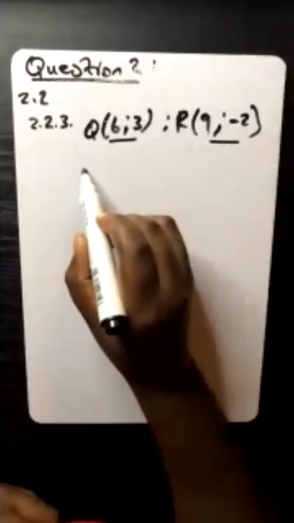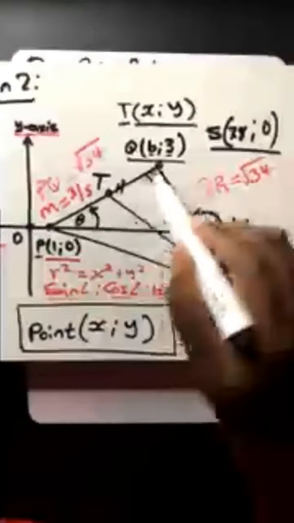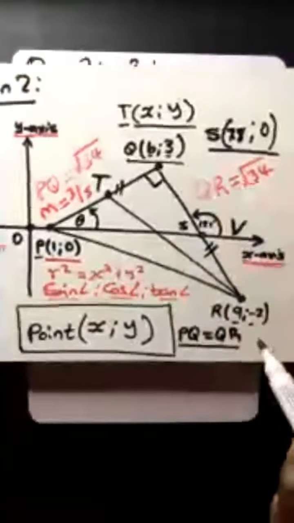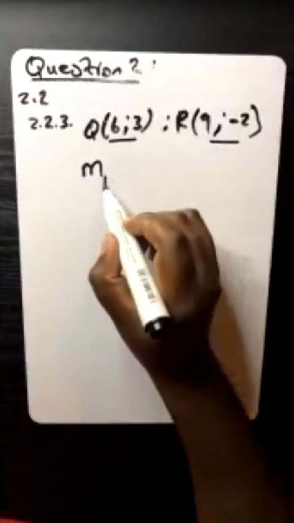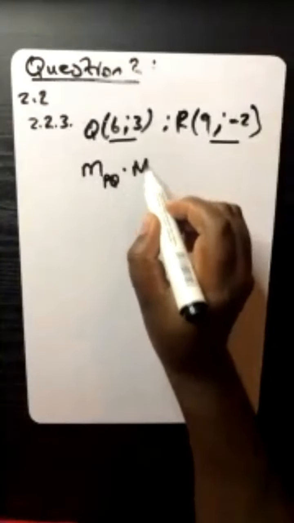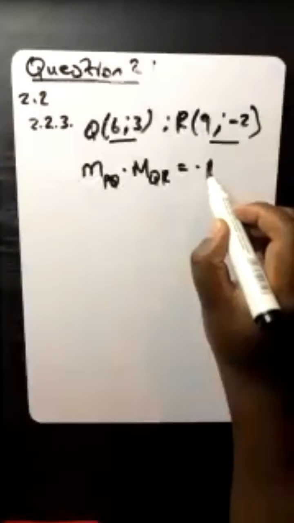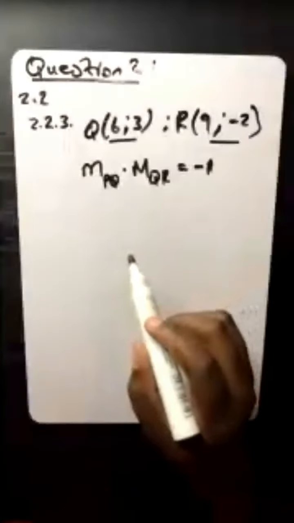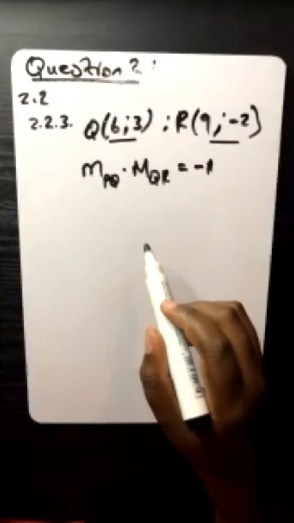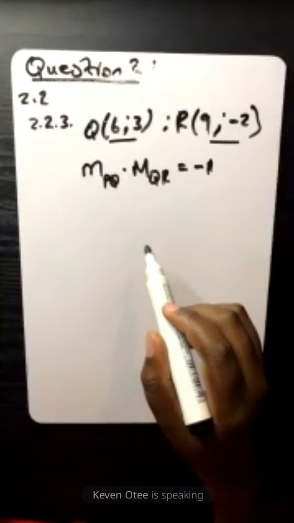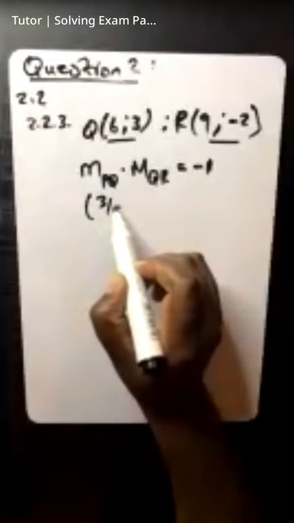So, in case you don't want to recalculate the gradient for those two, you can just say the gradient of PQ times the gradient of QR is equal to -1. So let's see. What is the gradient of PQ? Did we calculate it and do we know what it is? 3/5, sir. 100%. We said the gradient of PQ is equal to 3/5.